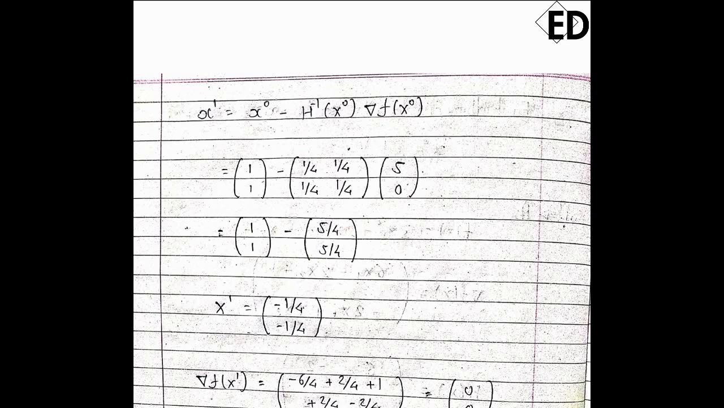How are we going to calculate our next best solution? By using that formula. The formula is already stated here: x0 minus the inverse of the Hessian matrix times the gradient at that point. So we directly put all the values in this equation and we get our next best solution, which is minus 1 by 4 and minus 1 by 4 both.